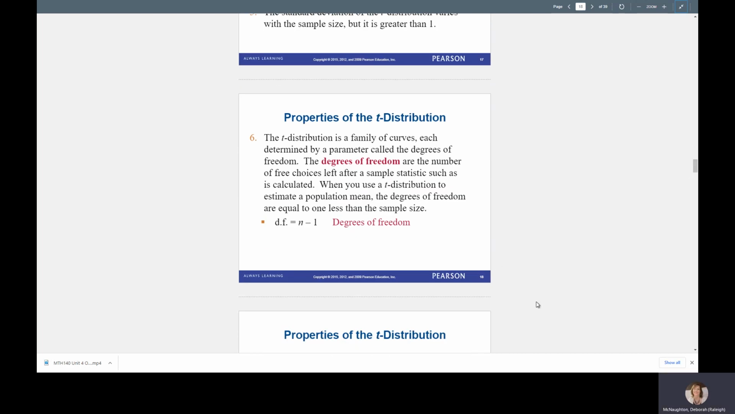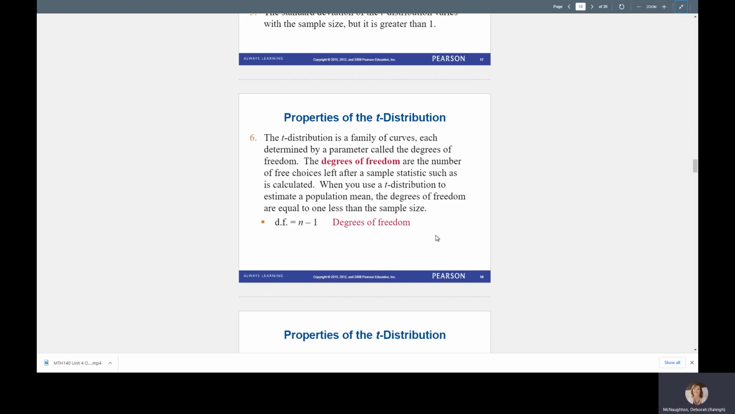The T distribution basically is a family of curves. The standard normal distribution is just one curve, with a standard deviation always 1. The T distribution is a family of curves, each determined by a parameter called degrees of freedom. The degrees of freedom are the number of free choices left after a sample statistic, such as the mean, X bar, is calculated. So when you use a T distribution to estimate a population mean, the degrees of freedom are equal to 1 less than the sample size.